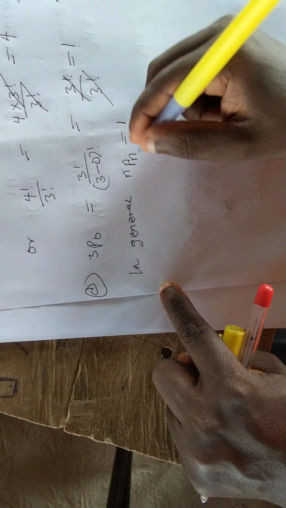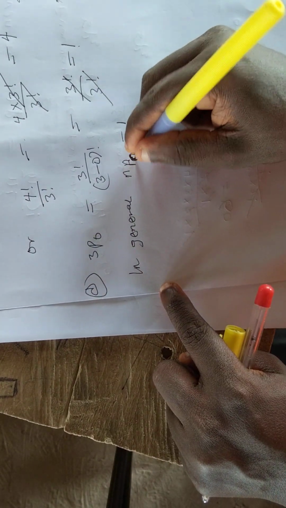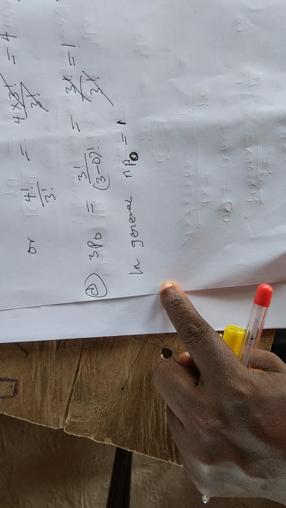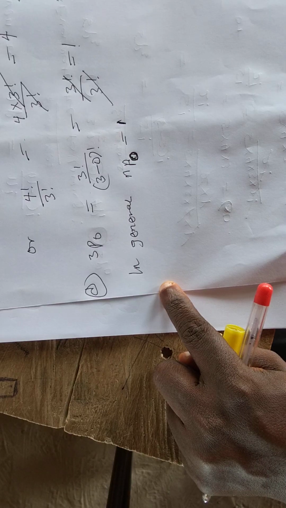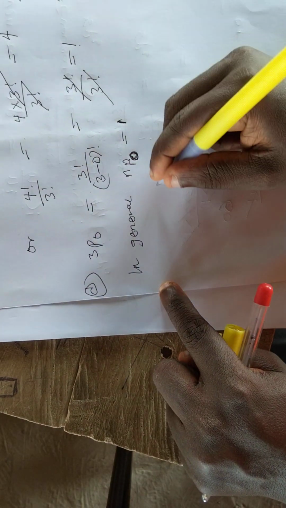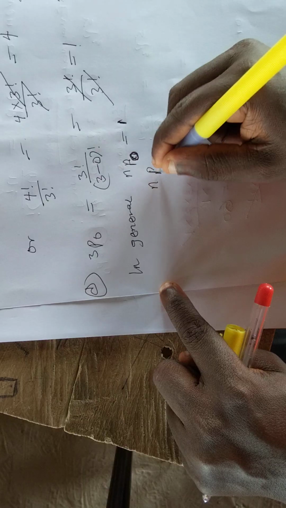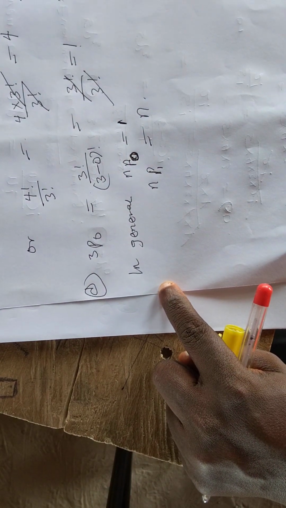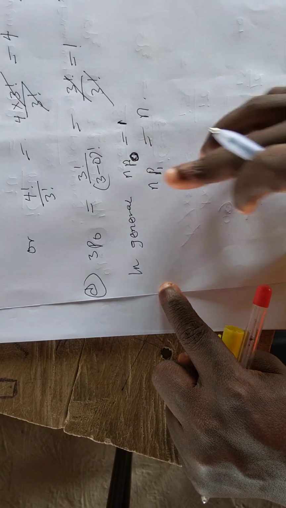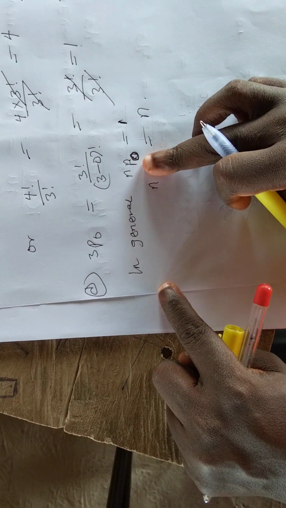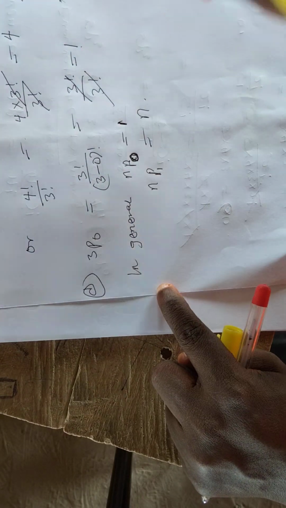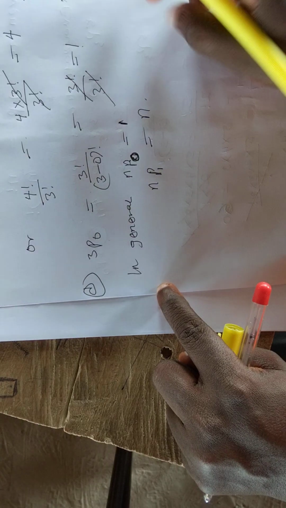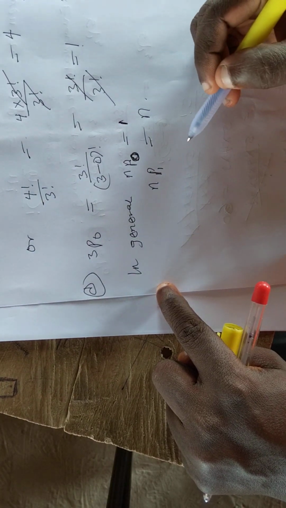So in general, n permutation 0 is equal to 1. Then n permutation 1 is equal to n. It means that any number permutation 0, the answer must be 1. 3 permutation 0 is 1. 5 permutation 0 is 1. Then any number permutation 1 is equal to that number.